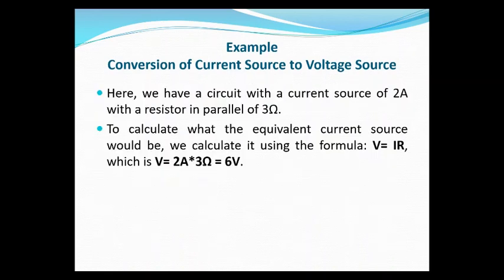Here we have a circuit with a current source of 2 amps with a resistor in parallel of 3 ohms. Now by calculating V is equal to IR, we get 6 volts in series with the 3 ohm resistor.